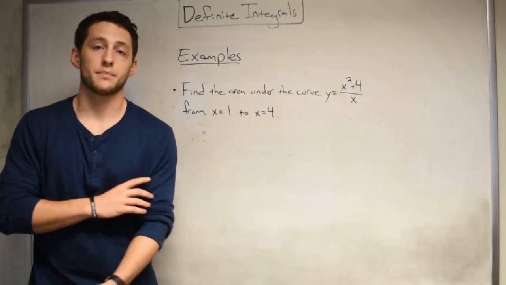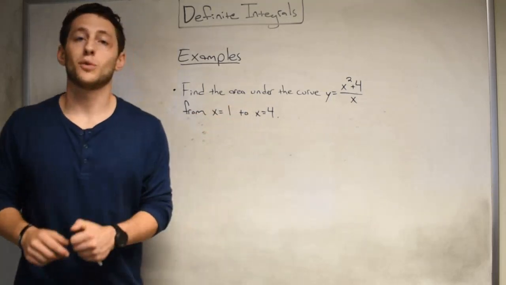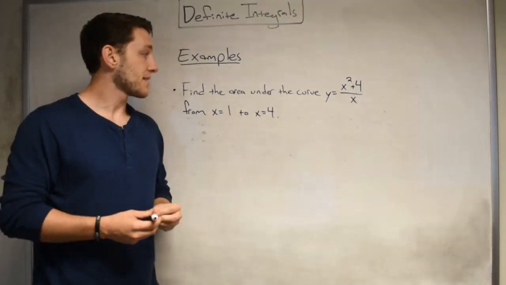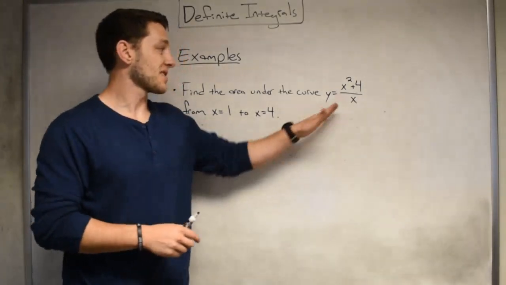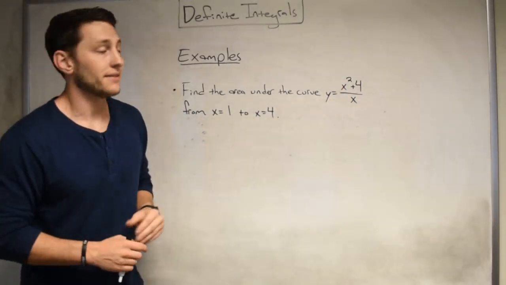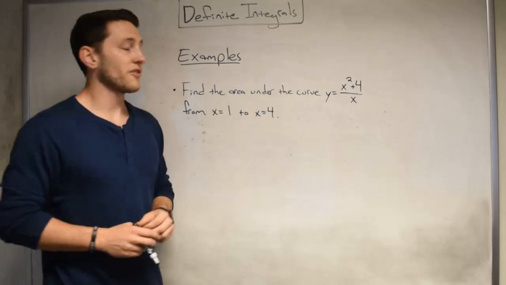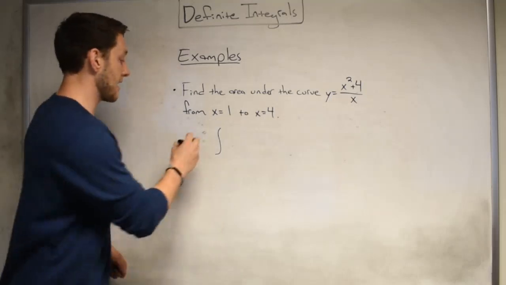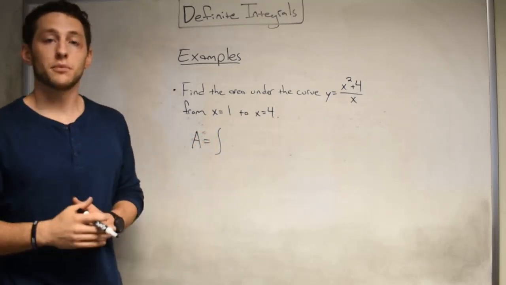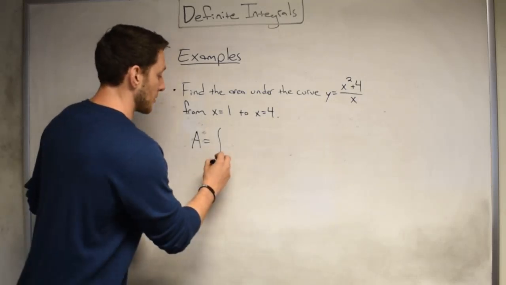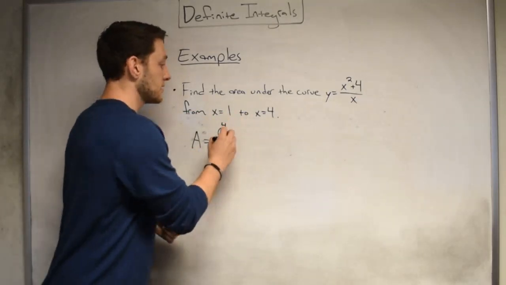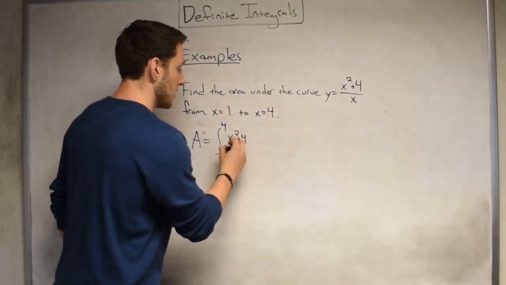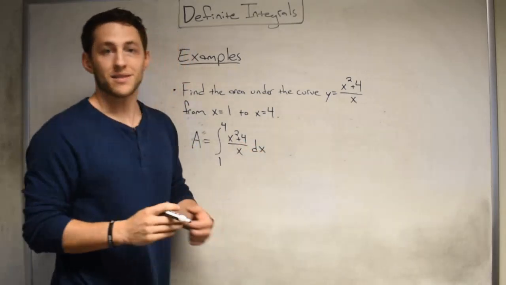As our first non-trivial example, let's go ahead and find the area under the curve y equals x squared plus 4, all divided by x, from x equals 1 to x equals 4. Now it is important to note that this thing is a non-negative function. You can check that via your graphing calculator. So since we're finding the area underneath a non-negative curve, what we can do is state that this area, by the fundamental theorem of calculus, is equal to the integral from your leftmost endpoint 1 to your rightmost endpoint 4 of your function, x squared plus 4 over x, all with respect to x.